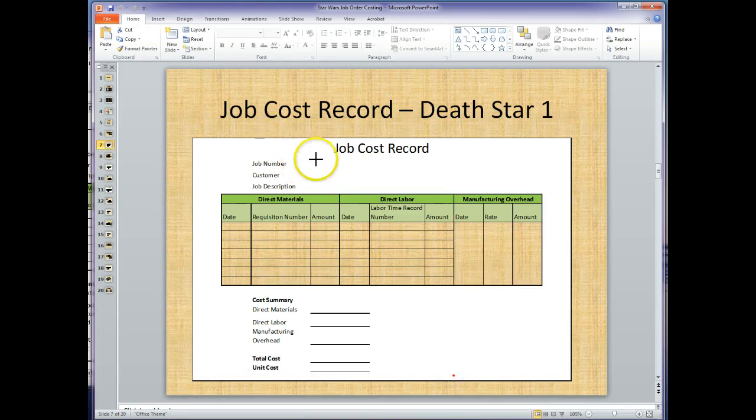Okay. All right. So job number is going to be how the company tracks the number. And we'll get into that, it shows up on a sheet, job 1, job 100, whatever it is. And that's how that information is going to be in the information system. The customer is going to be your end customer. Your job description talks about what this is. That's going to say something like Death Star, right?